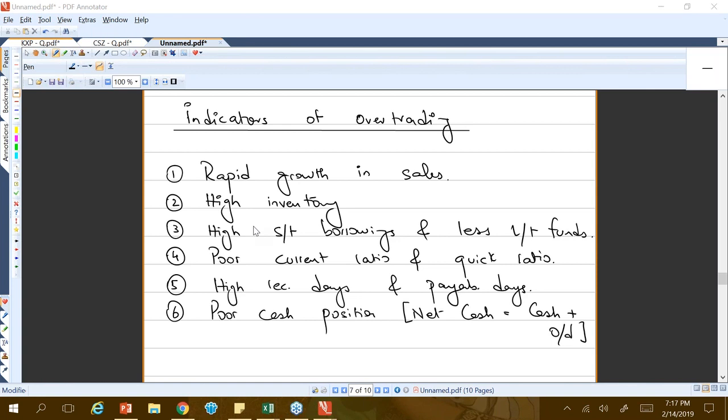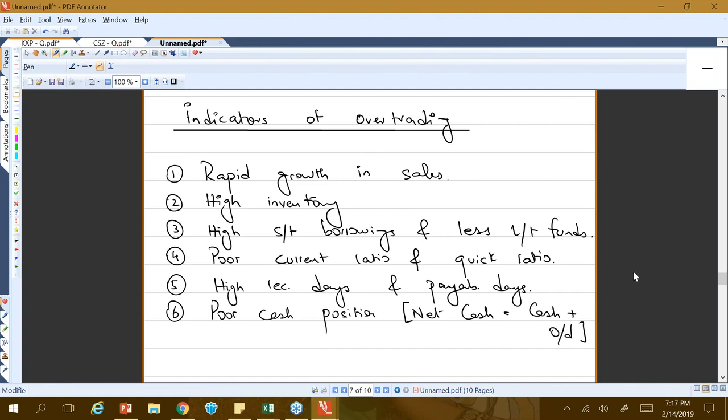Sales to net working capital ratio is a good one. And again, on this area of overtrading, we can do like 20 different indicators. I can write about 20 different indicators, but would we need all those 20 in the exam? No, we just need the key bits. And these are the key indicators here on overtrading.